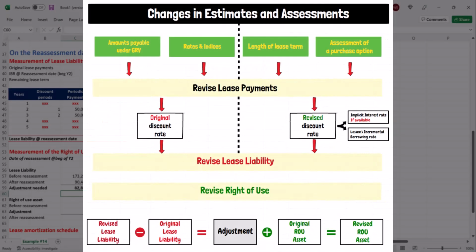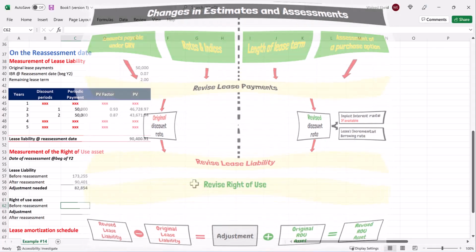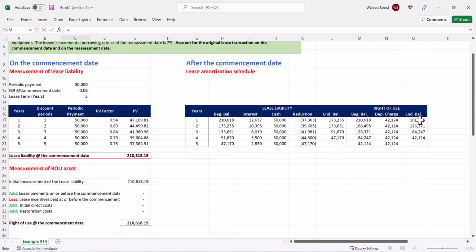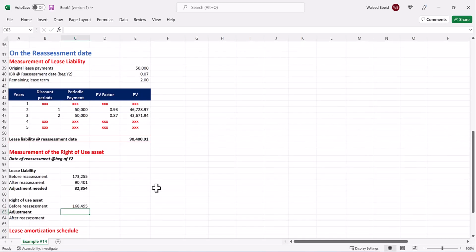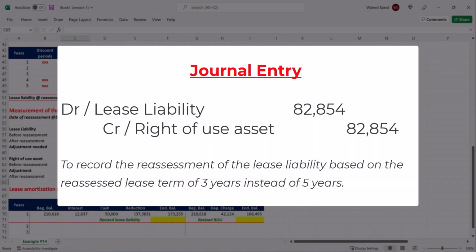According to the standard, the right-of-use asset should be adjusted by the same adjustment done to the lease liability. So, this is the carrying amount of the right-of-use asset of the original lease at the end of year 1, just before the reassessment. And this is the adjustment done to the lease liability. And we get the revised balance of the right-of-use asset at the date of reassessment. This is the journal entry that should be booked in the lessee's books at the date of reassessment.